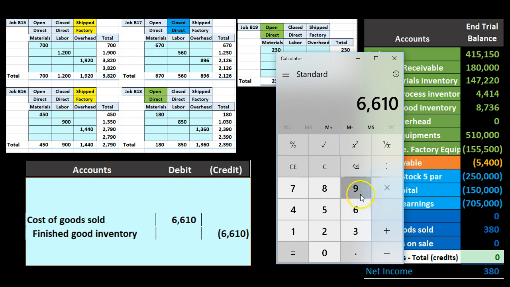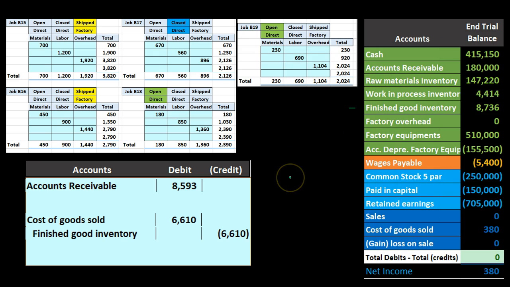and we're going to mark that up 30%. So I'm going to say that times 1.3. So we're going to sell them for $8,593 then. That's how much we're going to invoice for. So then we're going to say that the receivables is going to be that $8,593, and we're going to credit the sales for $8,593.